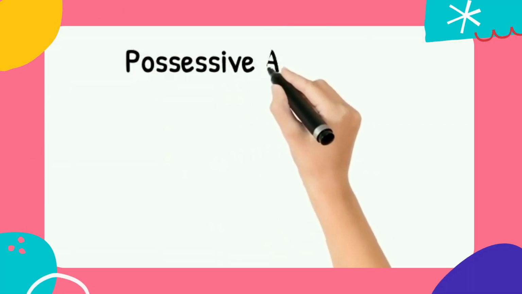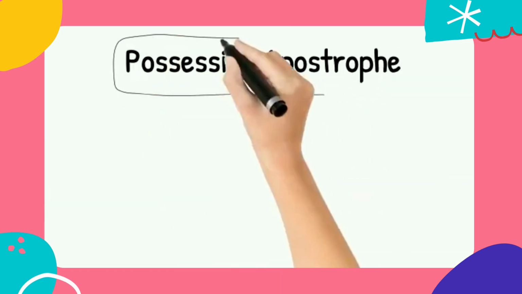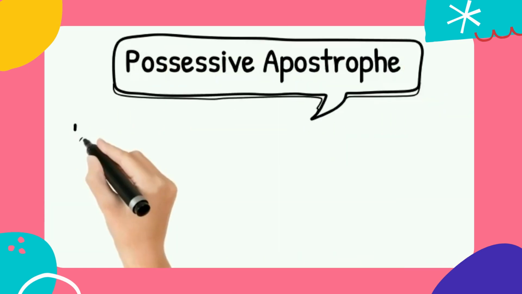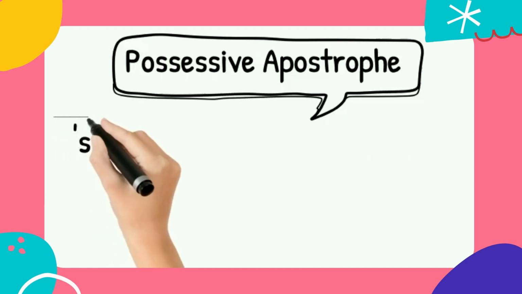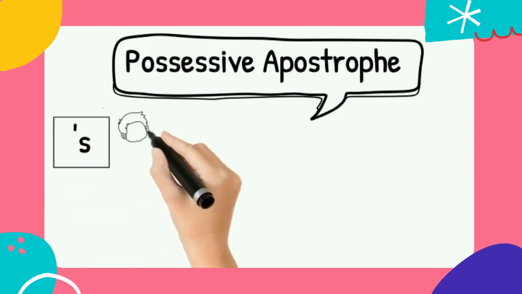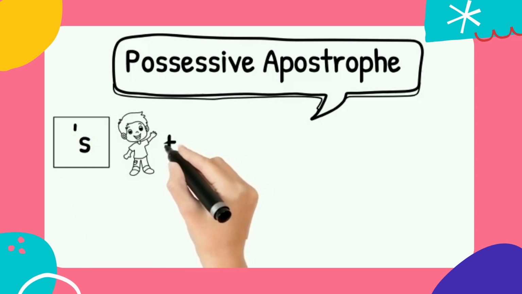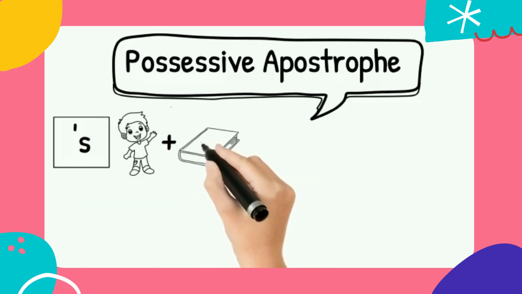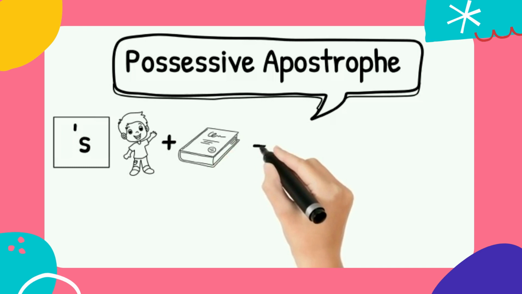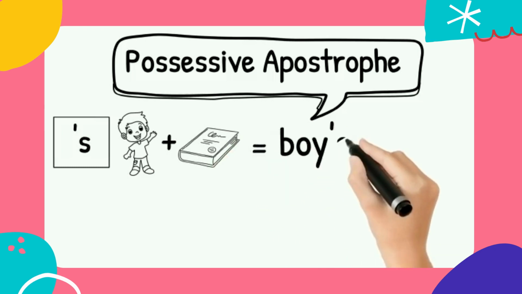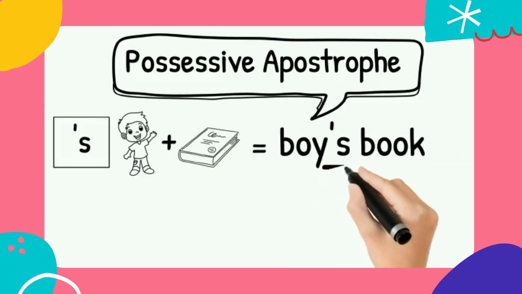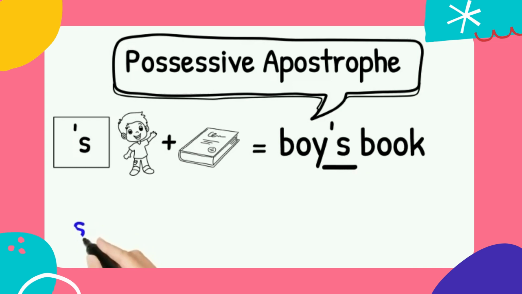Okay children, to make it more clear, let us take a look at another example. Apostrophe S. We have a boy and a book. We want to show that the book belongs to the boy, so we write it as boy's book. Apostrophe S, because we have only one boy.